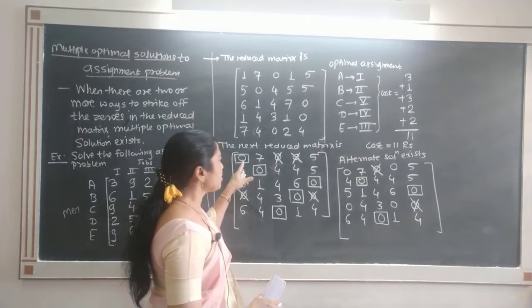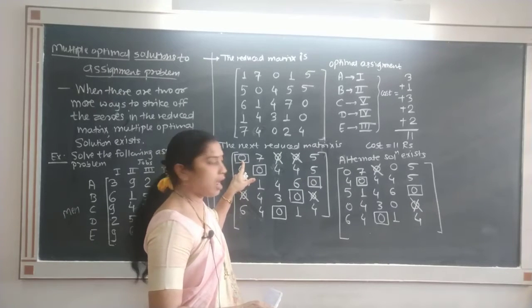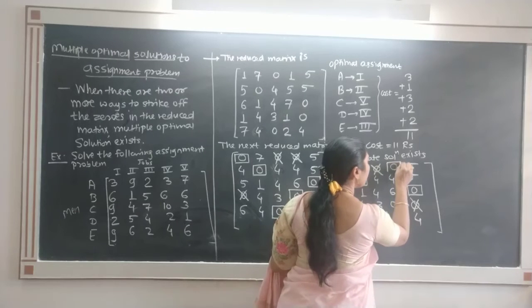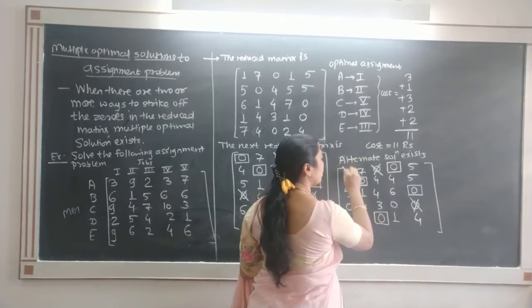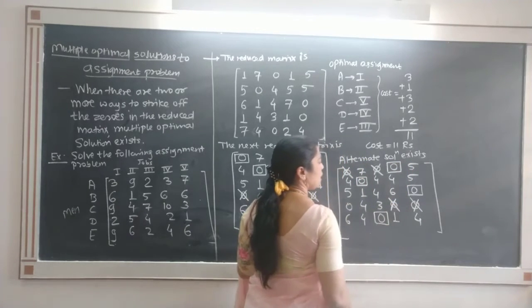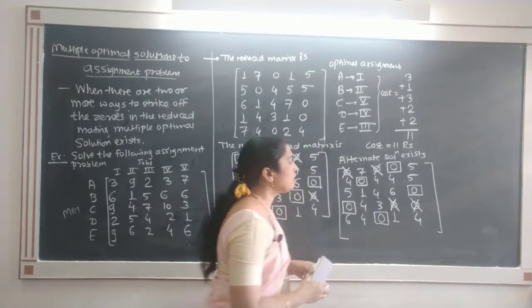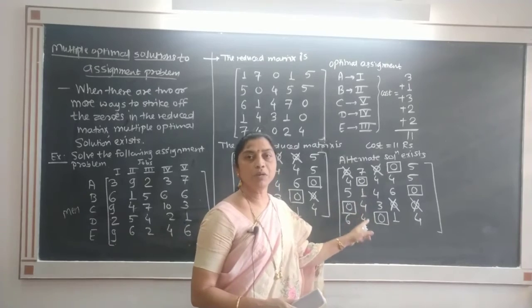Now observe, last time we had selected this one and crossed out this. Now I will select this one. We can select any one, so select this one, cross out the remaining. And now the single 0 is here. So this is the alternate optimal solution.